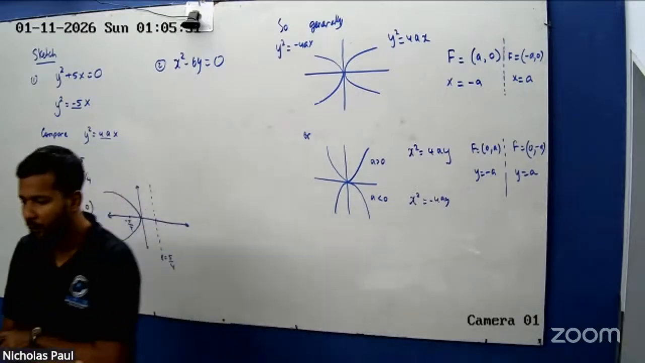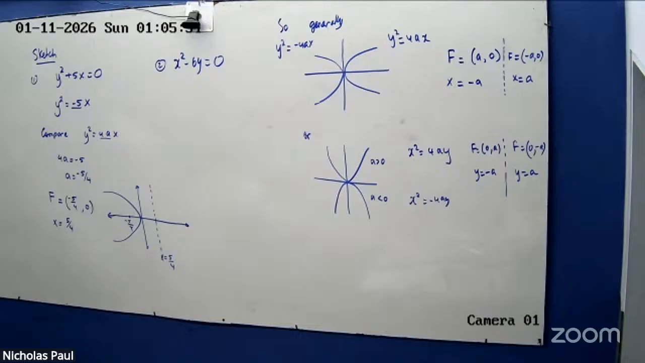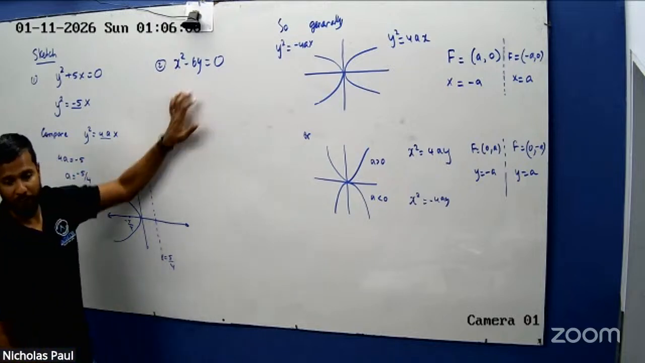Try this quick. Try this one, x squared is 6y. Sketch it quick.